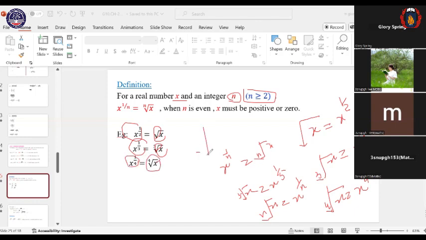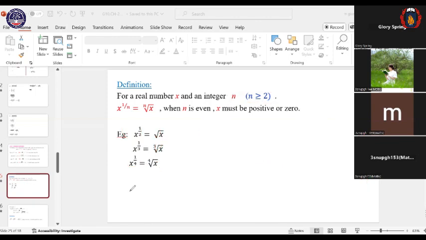Clearly you can see the pattern here. Now, let x be any real number and n an integer greater than or equal to 2. Then x power 1 by 2 is the square root, x power 1 by 3 is the cube root, x power 1 by 4 is the 4th root, and x power 1 by n is the nth root.